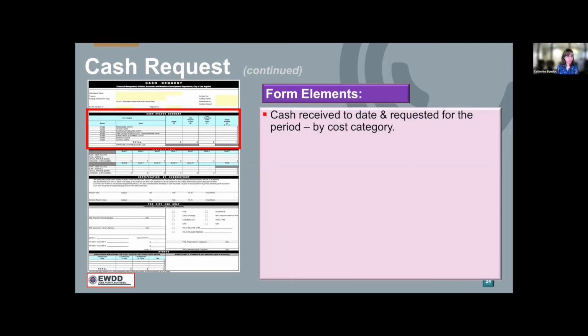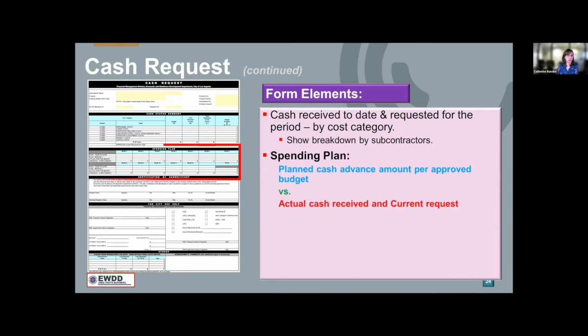So this is where you break down what you need by cost category, and then you break down that part below for the subcontractors. I'm going to go quickly for this one because I know you're familiar with this one. This is where you do your spending plan, where we kind of compare what you say your planned spending was versus what you're actually asking us. You're probably going to get a question if what you're asking is way ahead of what you planned for. Okay, and then explain any deviations here.